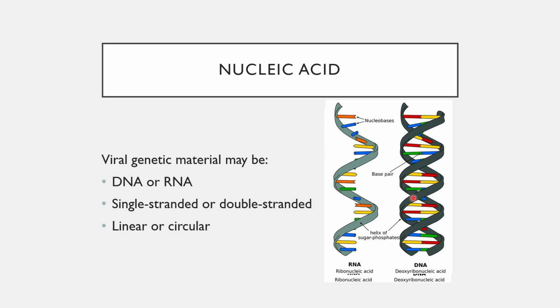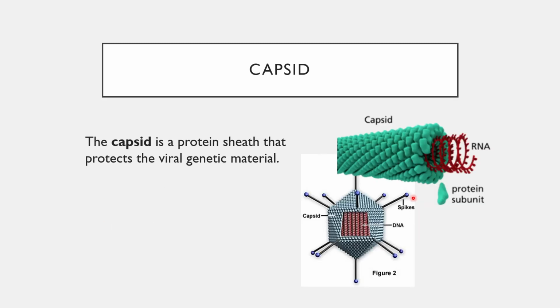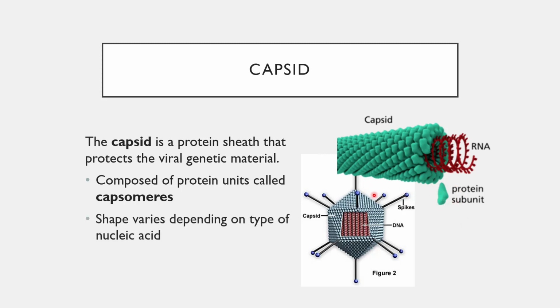The structure of the nucleic acid and the type of nucleic acid is connected to the capsid shape that a virus has. The capsid, as we said, is this protein coating or protein sheath that protects the viral genetic material. Here we can see two different shapes of capsids, and we'll talk more about these in just a moment. But the capsid is composed of repeating protein units called capsomeres. In this image right here, we can see very clearly the capsomeres, and a capsomere has been highlighted right here. The shape depends on the type of nucleic acid.